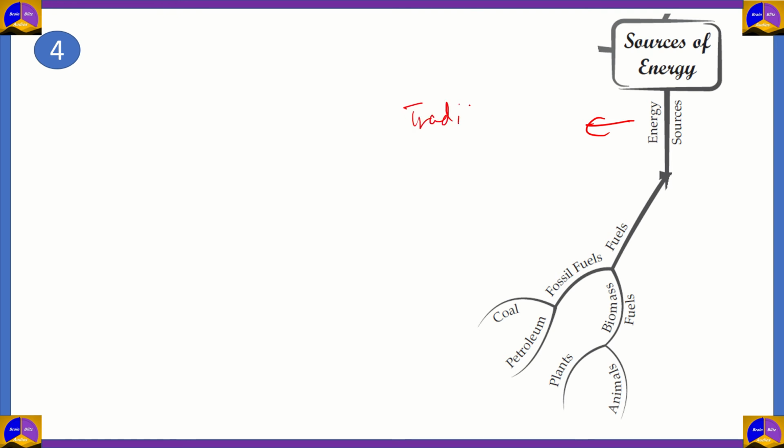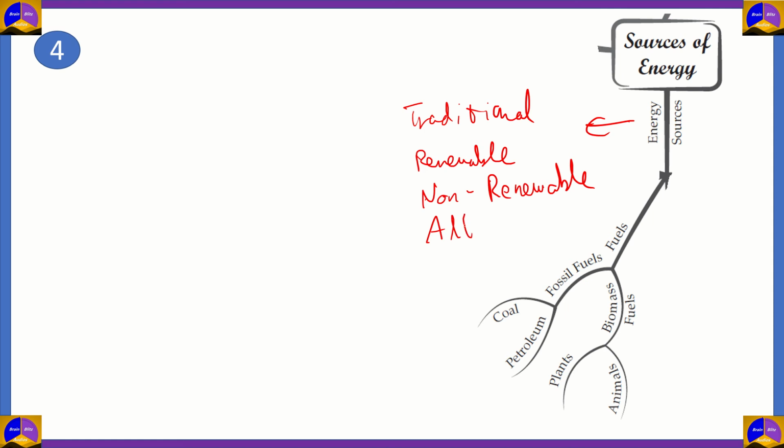We have traditional sources, we have renewable sources, and so when you're talking about renewable, we should also talk about non-renewable as well. So we have non-renewable sources, then we have alternative sources of energy. First and foremost, when it comes to energy sources, is fuels. So these are traditional and they are non-renewable, or at least most of them are.